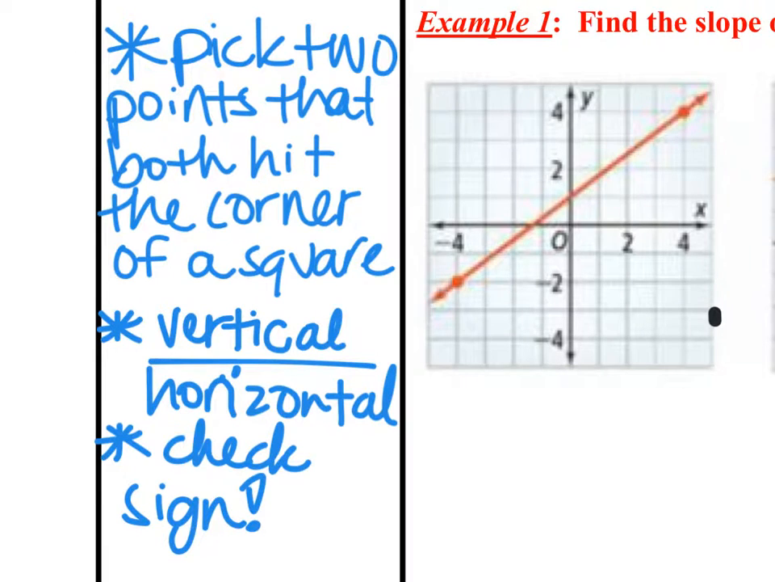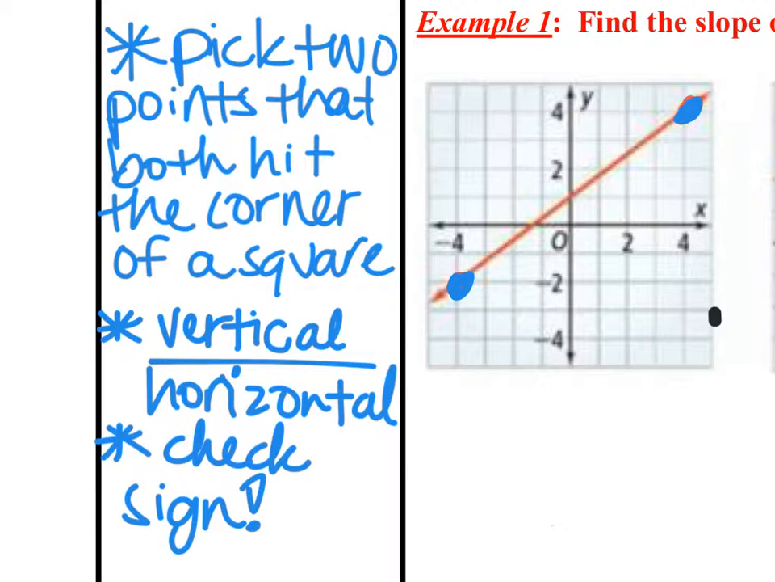On this first graph, the first thing we need to do is find 2 points that hit the corner of a square. It looks like there's actually already 2 given for you. A lot of times I'll say corner of a line. That's wrong. Corner of the square. What I mean by that is, let me draw a little square here. So here's a square on a grid, right? That's what it should look like. It's got to hit the corner, like the 4-way stop between 4 different squares.